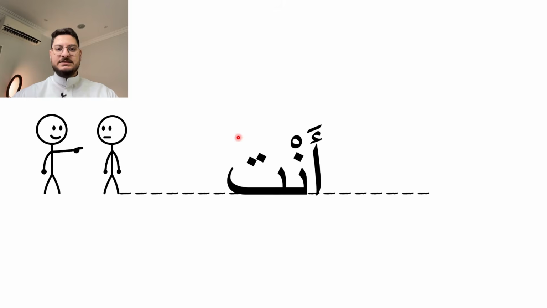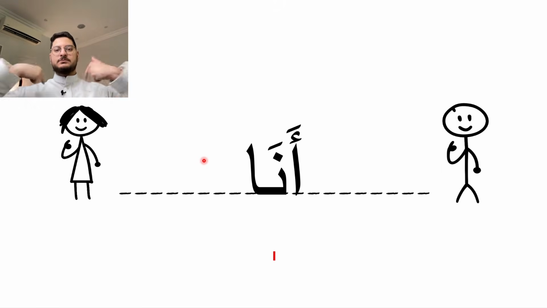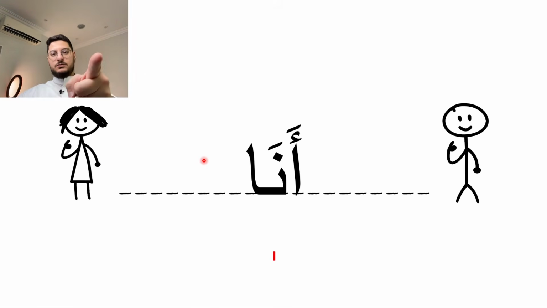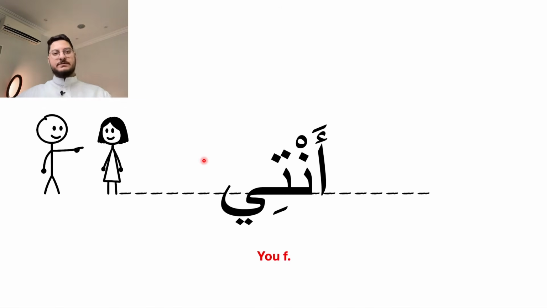Ant. And notice, this person is looking at that person and pointing at him, saying, ant, you. However, we only use ant if we are talking to a male. If we're talking to a female, as we see in this sketch, by the way, tell me what you think about these sketches. But if we talk to a female, if we're saying you, but to a female, it would be anti, anti, anti. Okay, so again, I, ana, you is either ant if I'm talking to a male, or anti if I'm talking to a female.